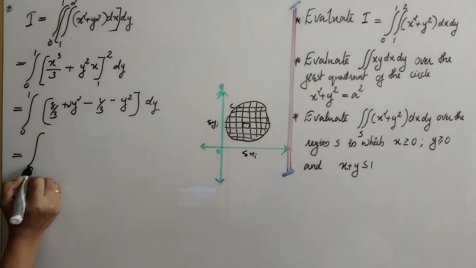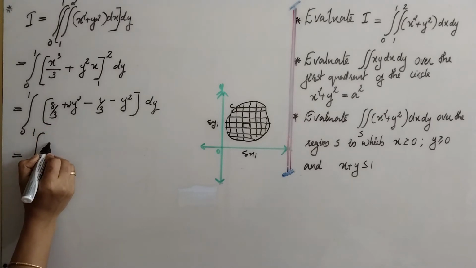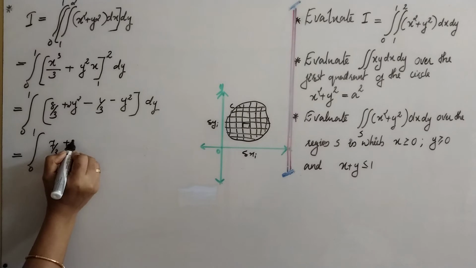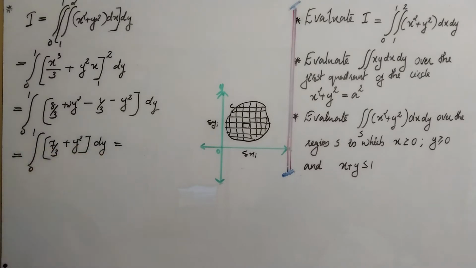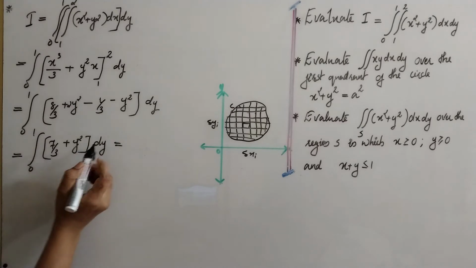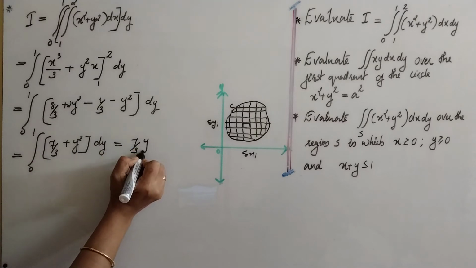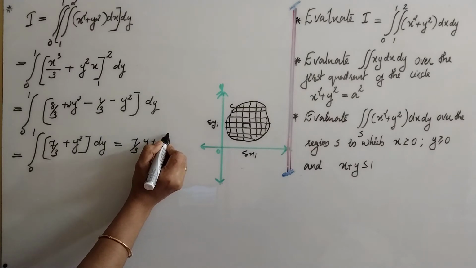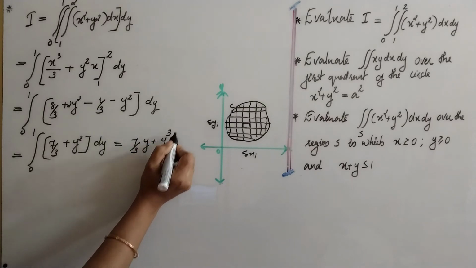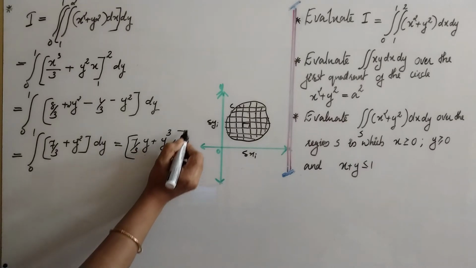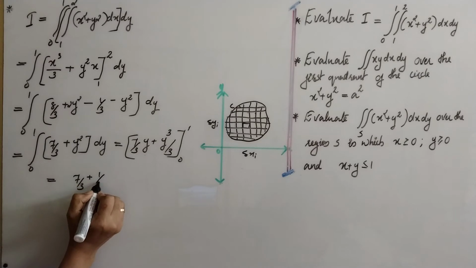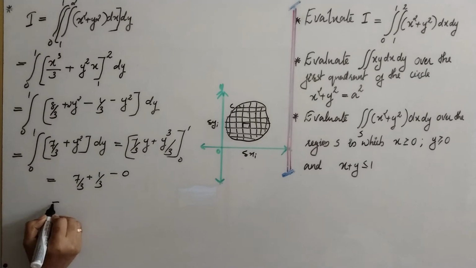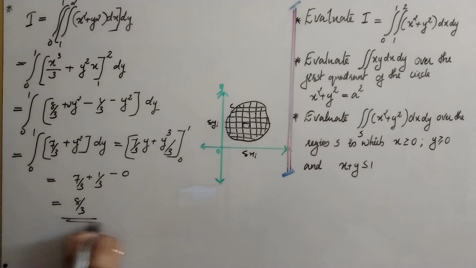Now this becomes integral 0 to 1, 8 by 3 minus 1 by 3 is 7 by 3 plus y square into dy. Here integral 7 by 3 dy is 7 by 3 y, plus integral y square dy is y cube by 3. Limits varying from 0 to 1 is equal to 7 by 3 plus 1 by 3 minus 0 is equal to 8 by 3. So the answer is 8 by 3.